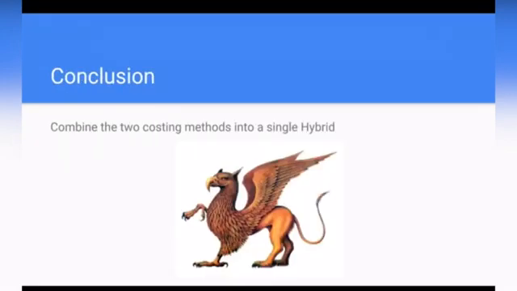My conclusion would be to combine the two costing methods into a single hybrid. This would almost eliminate all your risks. With target costing, the risk was the potential drop in quality, and with Kaizen, it would get from target costing and have that selling price. You have the goal, and then to not have a drop in quality, Kaizen method can be implemented. So the continuous improvement and reduction in cost would help the quality drop.